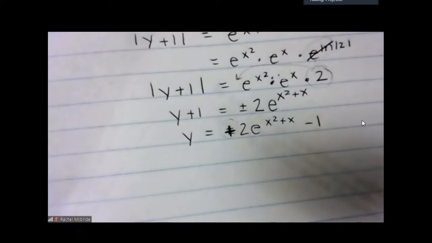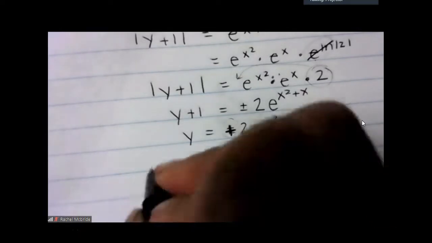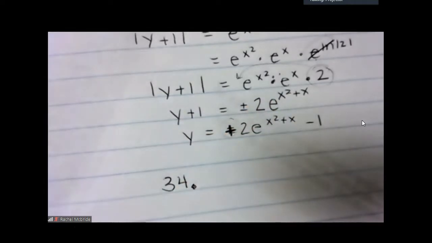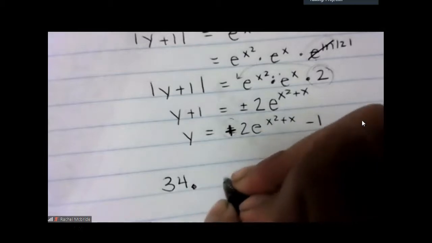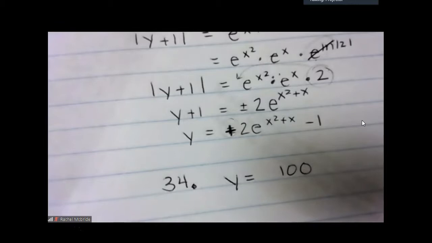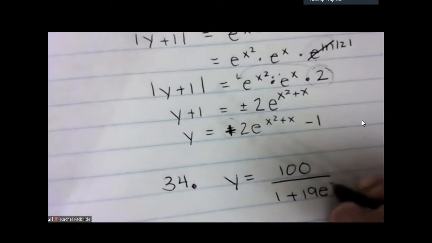Better for 32? Good. Okay, so while we're on that, 34, I'll just write down the answer for you. 34 was y equals 100 over 1 plus 19e to the negative 0.1x. So again, in number 34, you were given dy dx.